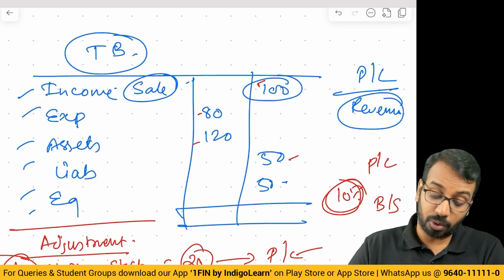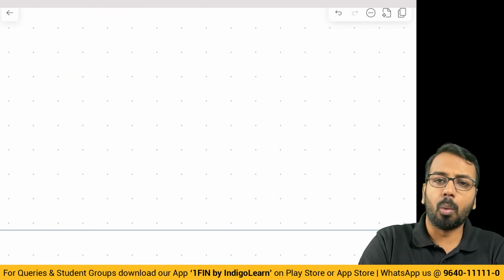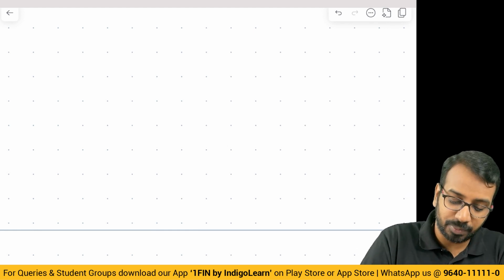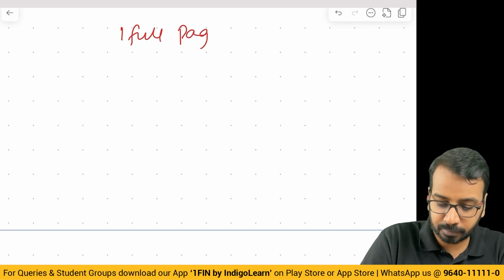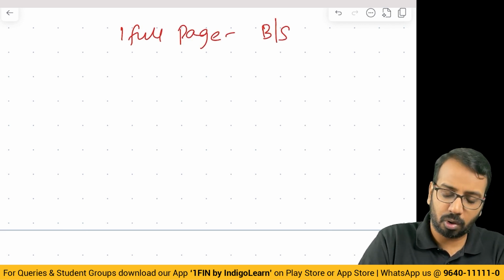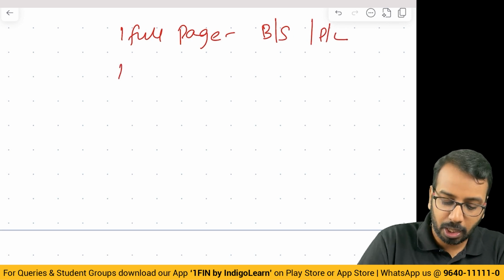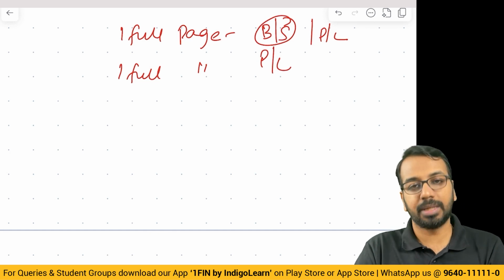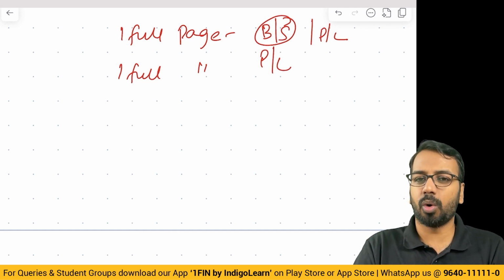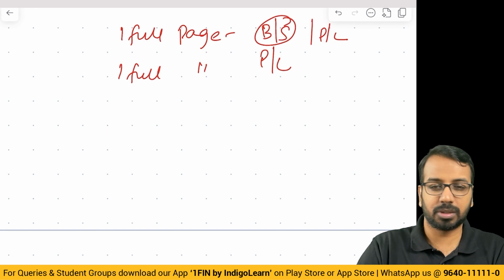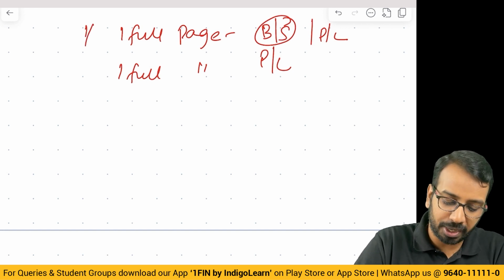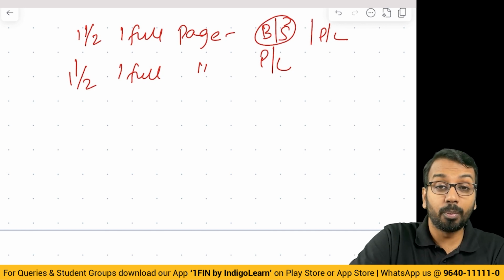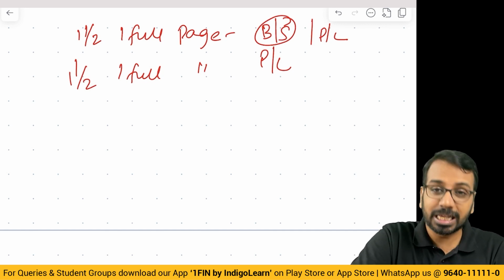Now, when there is a question on financial statement, what I would normally tell the students, or what I would normally prefer to do in the exam, is one full page should be your balance sheet, or if you want you can do first P&L also. One full page for balance sheet, one full page for P&L. Okay, if required, you can give 1.5 page for P&L also. That is also perfectly fine. You can do 1.5 page for balance sheet, 1.5 page for P&L, depending on how much spacing you need as per your practice.